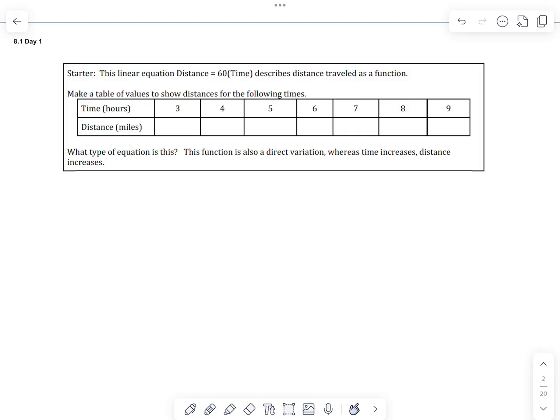Okay, starter. This linear equation, distance equals 60 times time, describes the distance traveled as a function. So we have 3 hours have gone by, so 60 times 3 is 180 miles. Then 60 times 4, we've traveled 240 miles. 5 hours, we've now traveled 300 miles.